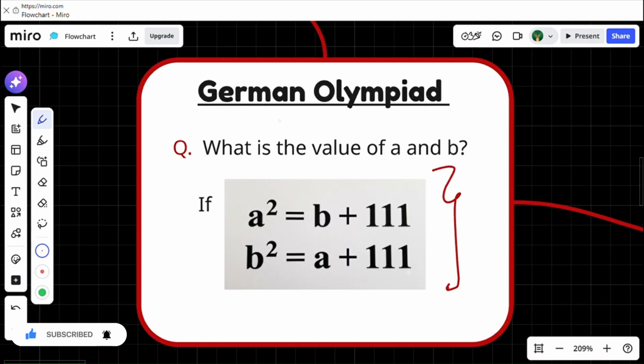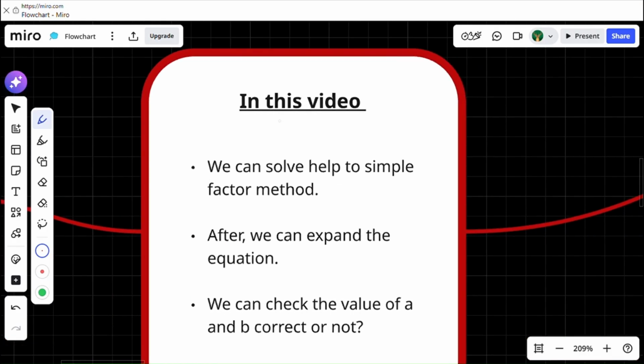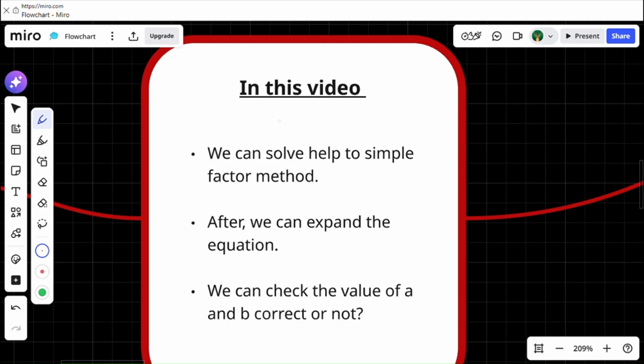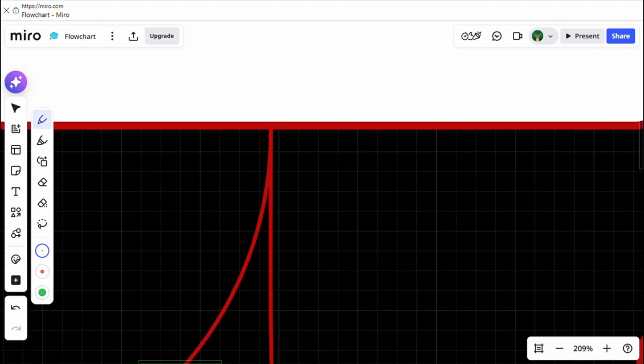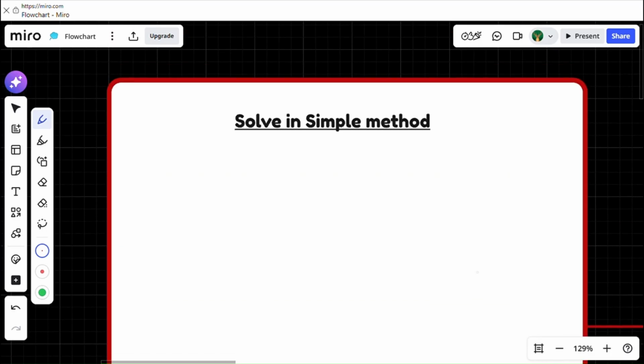So in this video we will solve it with a simple factor method. After that we will expand the equation, and next we will check whether the values of a and b are correct or not. Now here is the start of the video. So firstly we factor with the simple method.